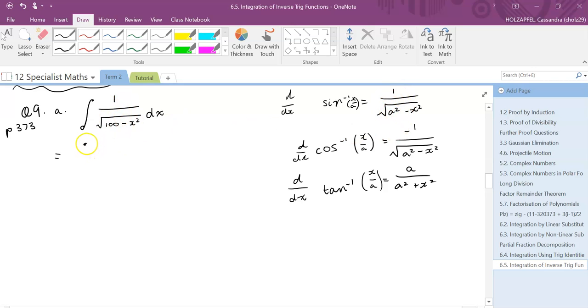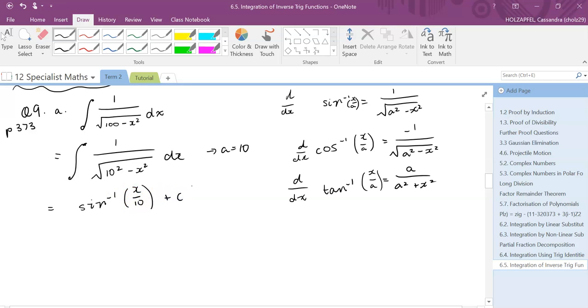So we could rewrite this as the integral of 1 over the square root of 10 squared minus x squared dx. And so now it's really easy to see that a is going to be equal to 10. And so to find that integral now, that's just going to be equal to the inverse of sine x over 10 plus c. Very simple.